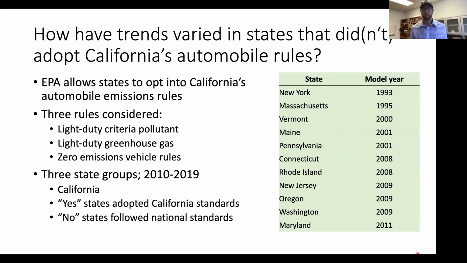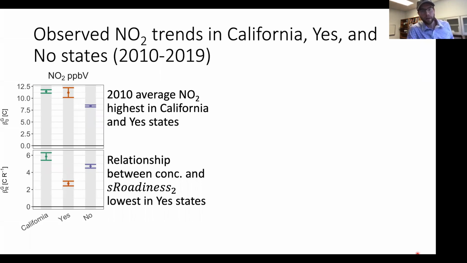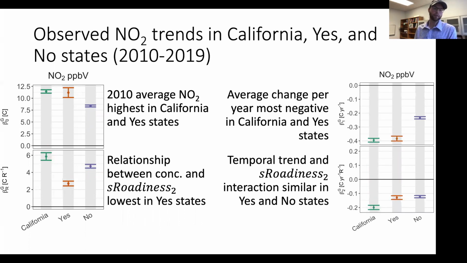We grouped all of the lower 48 states into one of these groups: California itself, yes states that adopted California state standards, and no states that stuck with the national standards. We're looking at 2010 and onward here. For NO2, the first thing you notice is that average concentrations in 2010 in California and yes states were higher than in no states. That makes sense for why the yes states would pursue these policies. But interestingly, California had the highest relationship between concentrations and roadiness, but no states actually had a higher relationship between concentrations and roadiness than yes states, even though yes states were the ones that pursued these policies.